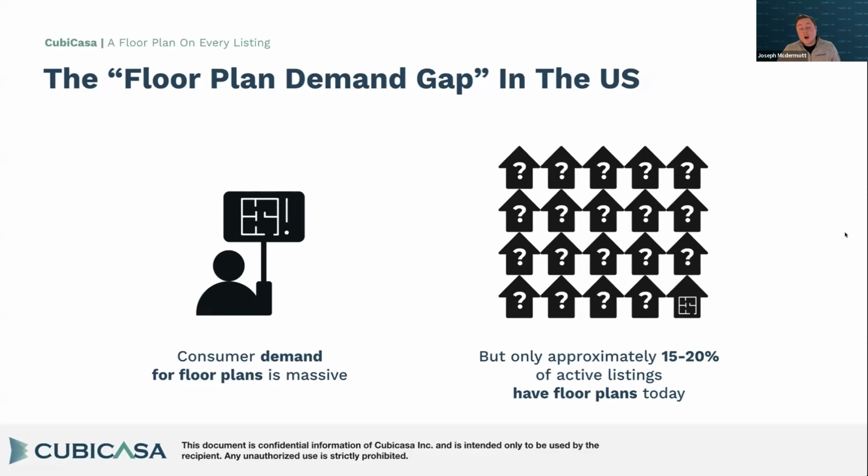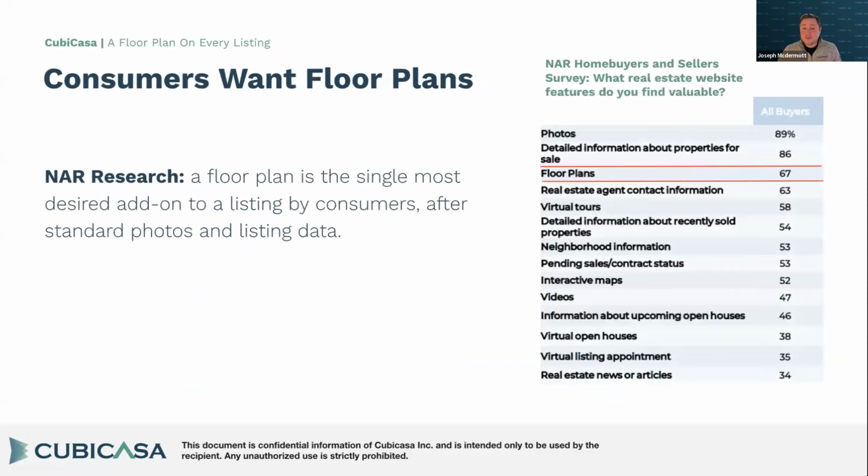And if we look at the NAR Home Buyers and Sellers Survey, I'm sure many of you are familiar with this report. It comes out every year. But one of the questions that gets asked is what website features on a listing are considered the most valuable? And as expected, photos and detailed info about the property are always going to be number one and two. I personally don't count it as a listing if it doesn't have either of those. So what we can see is that floor plans are the single most desired add-on to a listing for what consumers want to see. We know the demand is there.